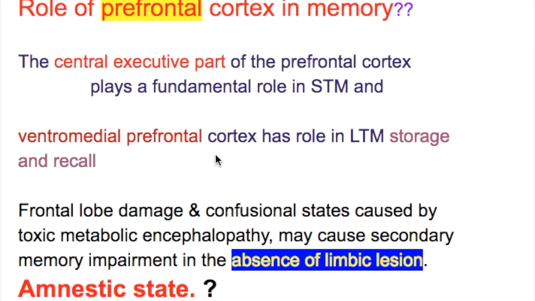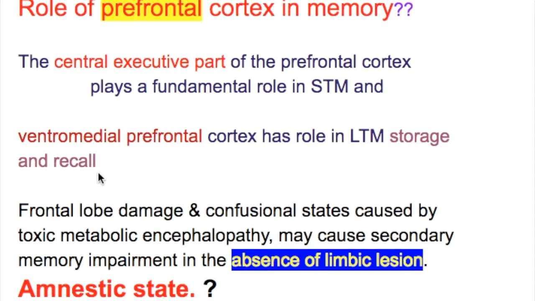What's the role of the prefrontal cortex in memory? The central executive part of the prefrontal cortex plays a fundamental role in short-term memory, and the ventromedial prefrontal cortex has a role in long-term memory storage and recall. So the central executive part of the prefrontal cortex is concerned with short-term memory, and the ventromedial prefrontal cortex is concerned with long-term memory storage and recall also.